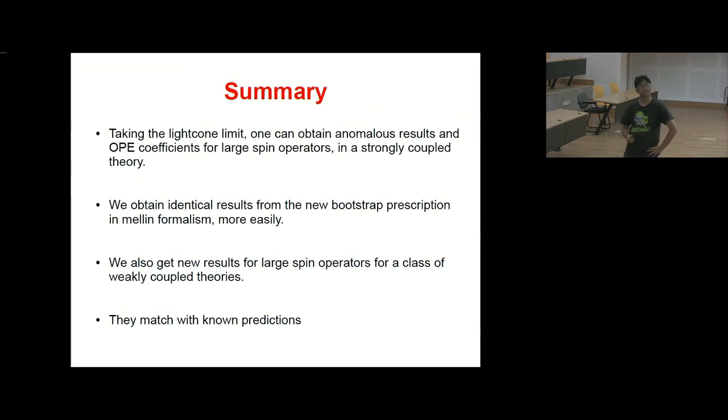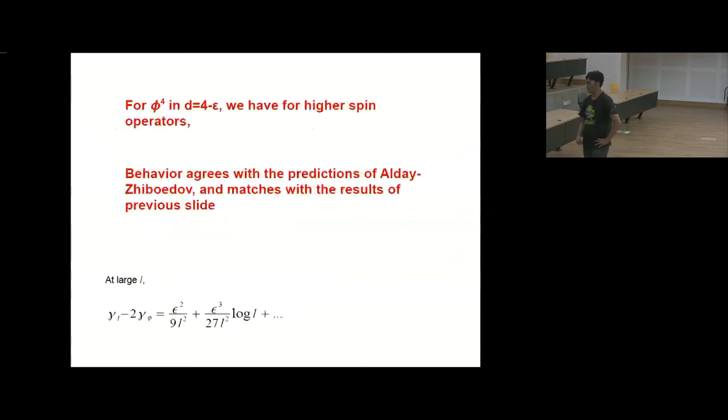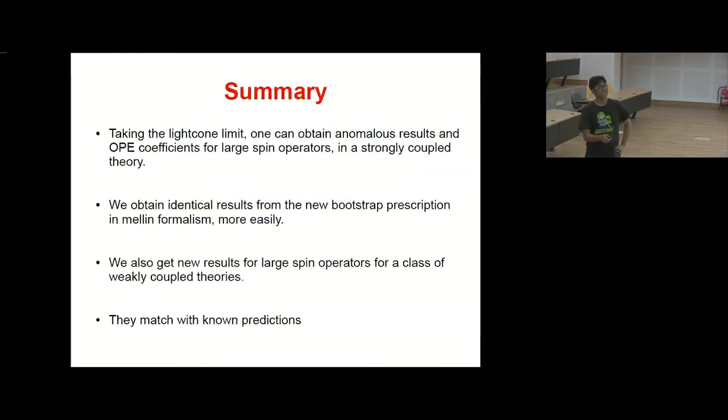So I'd like to summarize my talk. Taking the Lightcone limit, one can obtain the anomalous dimension and OP coefficient corrections for the large spin operators in a strongly coupled theory, and we get exactly the same results. The last 2 points of my summary: we can get new results for large spin operators for a class of weakly coupled theories, and they exactly match with the known predictions.